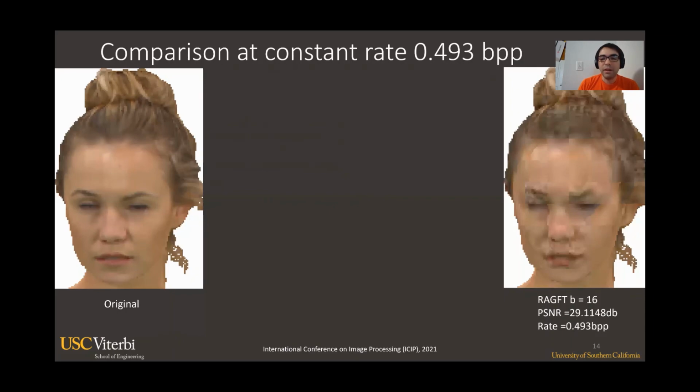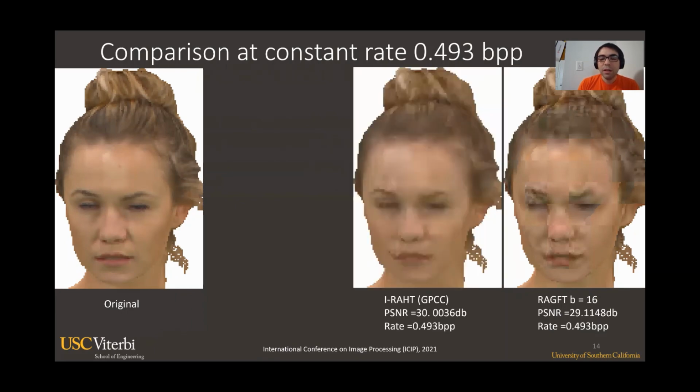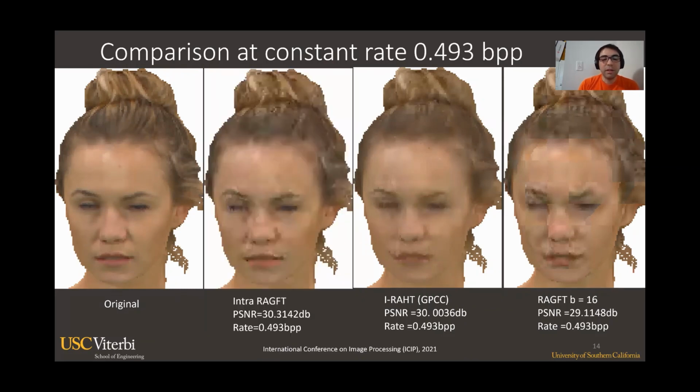On the right, you see the RAGFT with largest block size. As you can see, this reconstruction has very obvious blocking artifacts. The intra-predictive RAT doesn't have these blocking artifacts, and it provides a much better reconstruction with also a gain of about 0.9 dB with respect to the RAGFT. Finally, the proposed intra-predictive RAGFT improves over intra-RAT by about 0.3 dB, but more importantly, it preserves better the details.